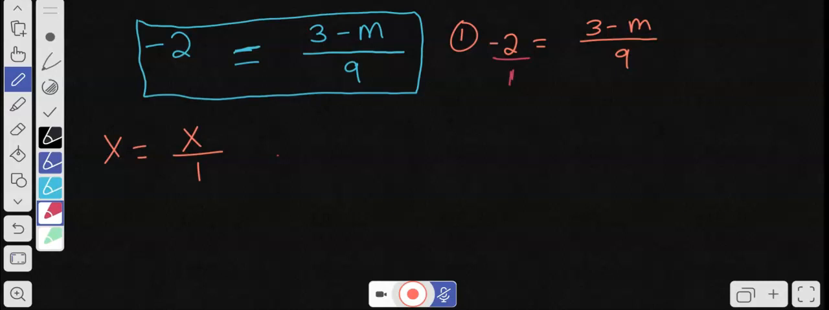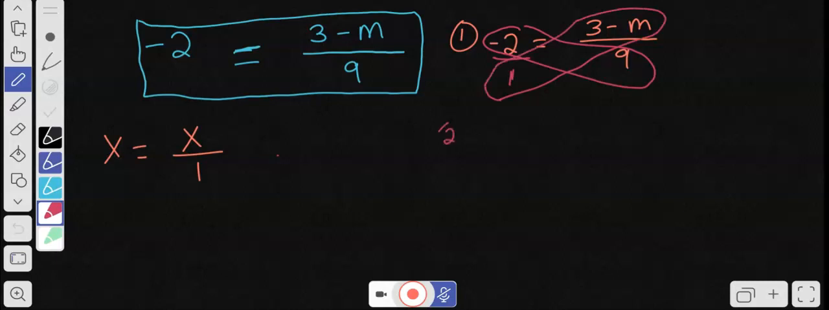Now we just have to cross multiply. So we get negative 2 times 9 equals 1 times 3 minus m. Let's rewrite that here. Second step: negative 2 times 9 equals 1 times 3 minus m, which is the same as 3 minus m. Okay, so here we are in our problem now.